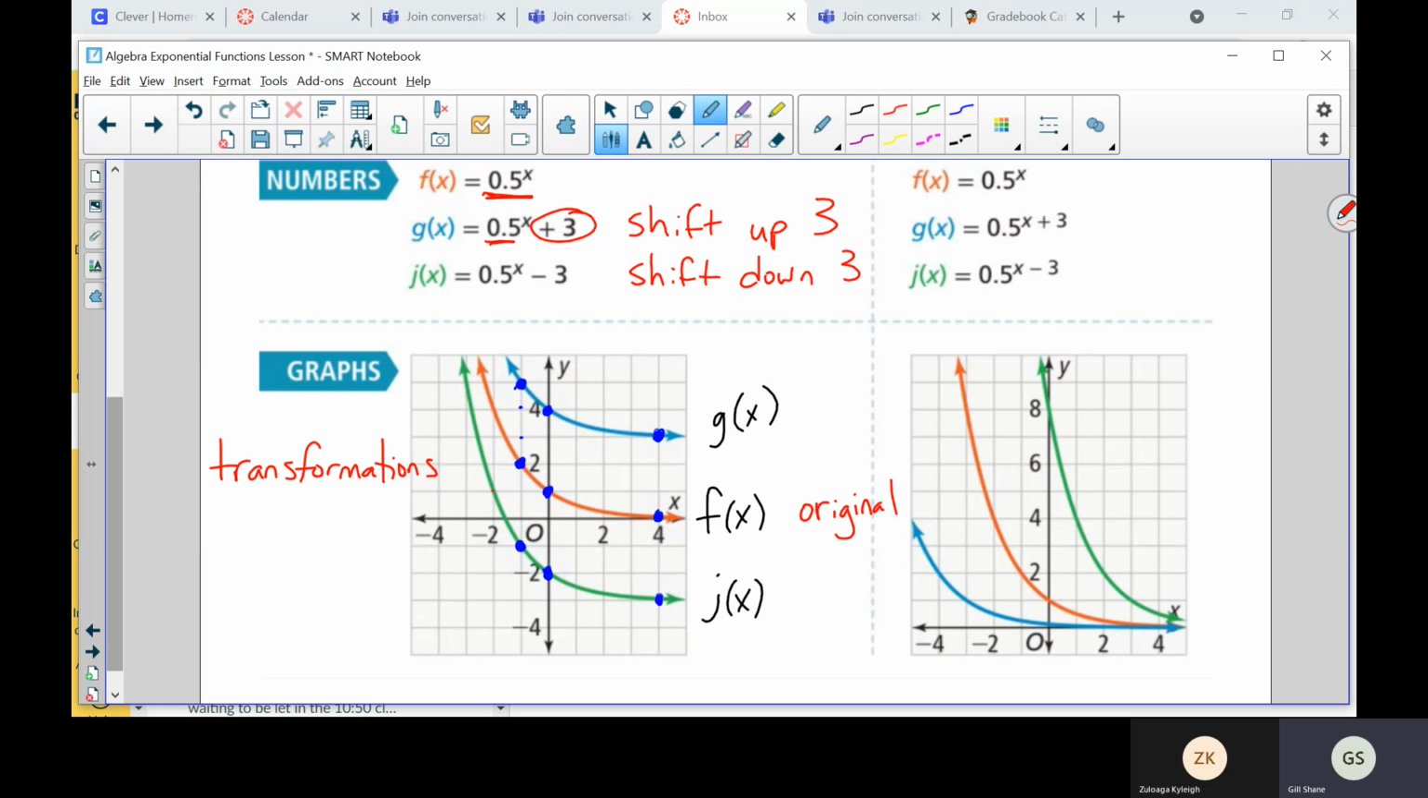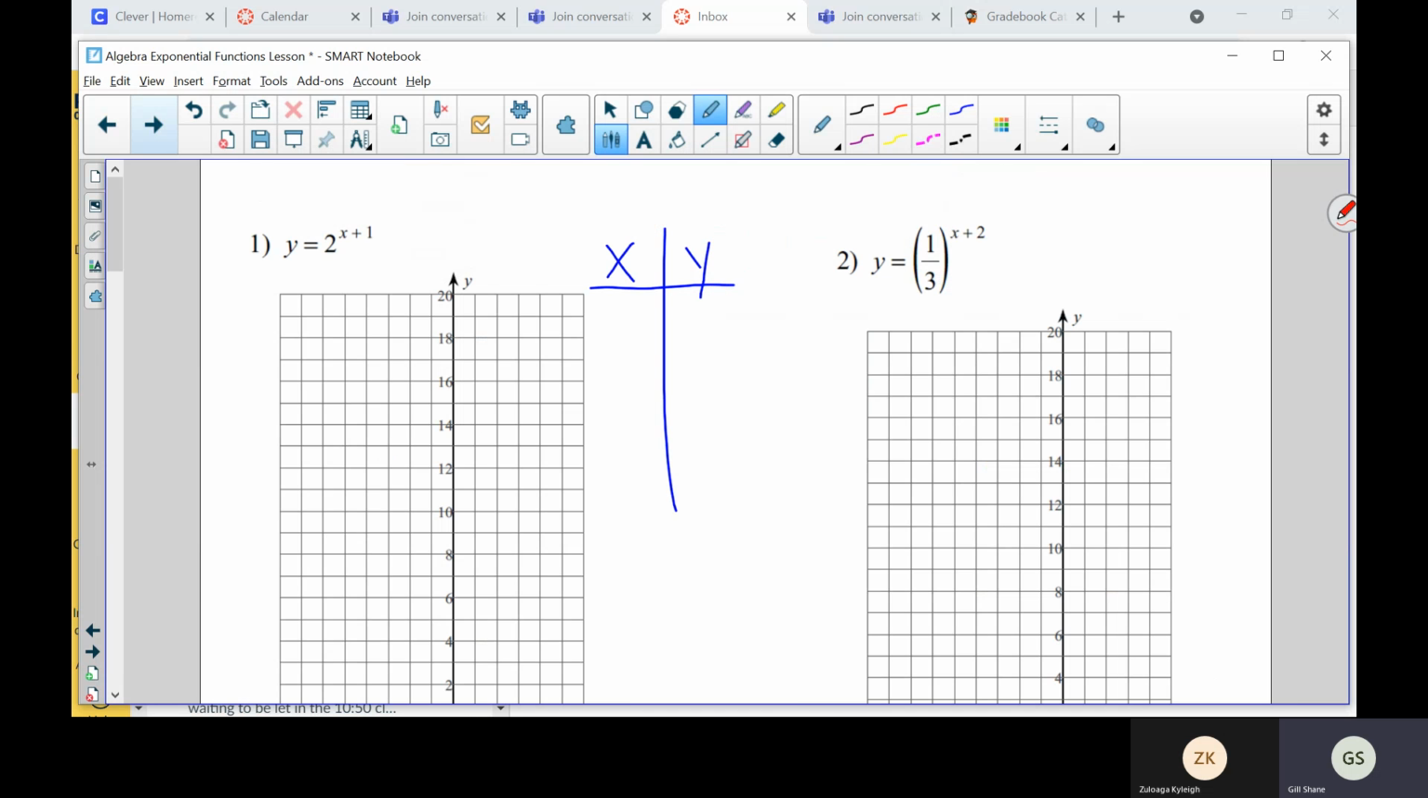Why is it called the original? Well, because the f of x was just this piece. Then we took that piece and we added something on, or we subtracted. That's why that's the original, because it was just the 0.5 raised to the x. So now, let's say we have a different situation. And now we don't have a graph. So now we just have the equation.